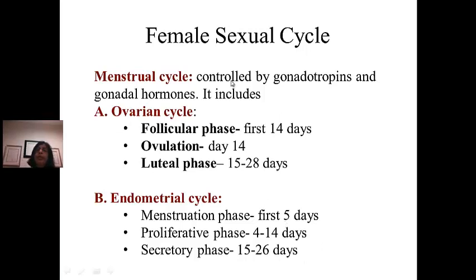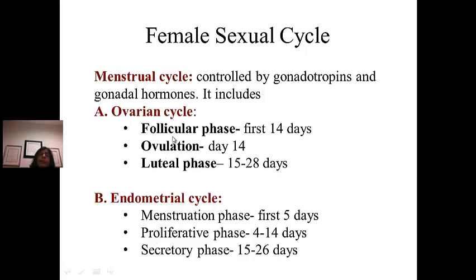The menstrual cycle is controlled by hormones. These hormones include the gonadotropins LH and FSH, and the gonadal hormones estrogen and progesterone. And don't forget the hypothalamic hormone GnRH that triggers the production of gonadotropins, which in turn trigger the production of the gonadal hormones estrogen and progesterone. We will organize the menstrual cycle into two parts: the ovarian cycle and the endometrial cycle. One is in the ovary, the other one is in the uterus.